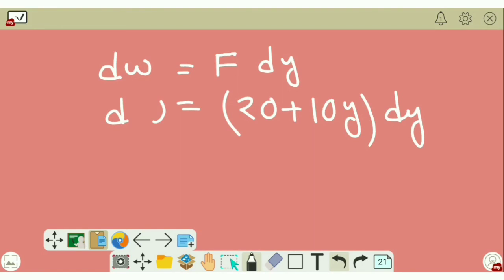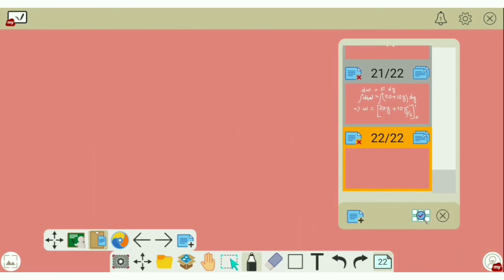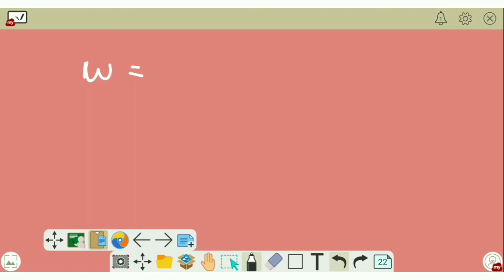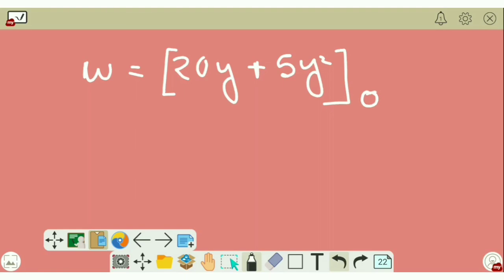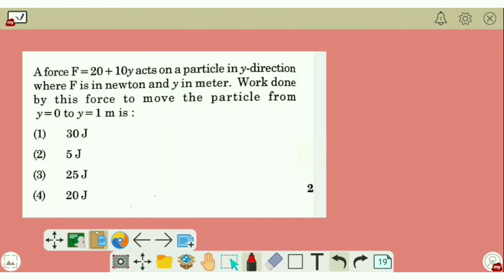Now integrate with respect to y. So we have W is equal to 20y plus 10y square by 2. We have the limits of y, that is y is equal to 0 to 1. So put the limits. So work done is equal to 20y plus 5y square, where we have the lower limit 0 and the upper limit is 1. So 20 plus 5 minus 0, so 25 joule. So option 3 is correct.